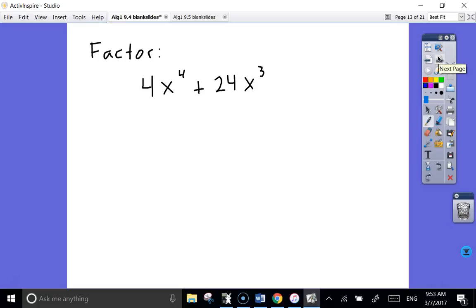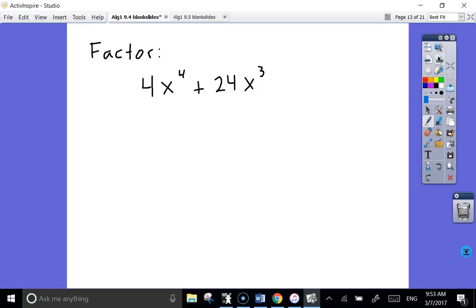So what do you think would be the greatest common factor between those two? Okay, 4 and 24 definitely have a 4 in common, right? What about all those x's? How many x's do they have in common? Well, this one's got 4, which means that's x times x times x times x. And this one's got 3, that's x times x times x. So what do they both have? They've got the 3, right? So you could take out 4x to the third from both of those.